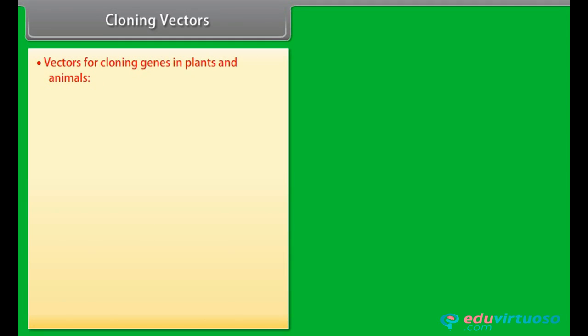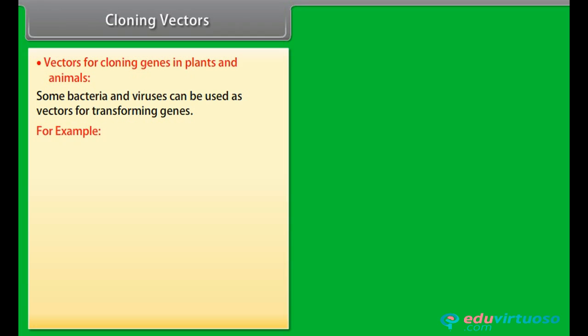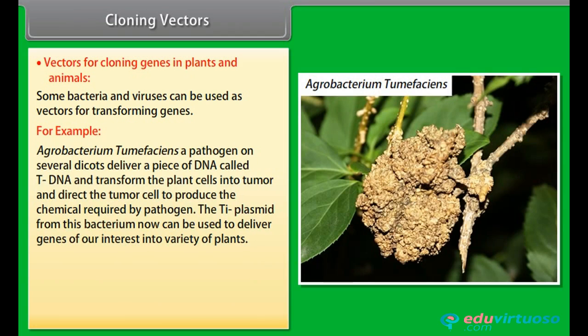Vectors for cloning genes in plants and animals. Some bacteria and viruses can be used as vectors for transforming genes. For example, Agrobacterium tumefaciens, a pathogen of several dicots, delivers a piece of DNA called T-DNA and transforms the plant cells into tumor cells and directs the tumor cells to produce the chemicals required by the pathogen. The Ti plasmid from this bacterium can now be used to deliver genes of our interest into a variety of plants.